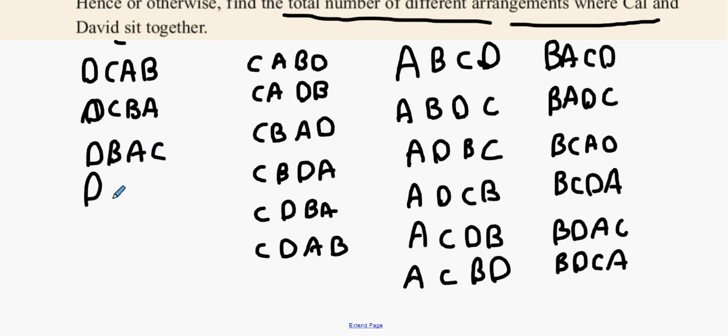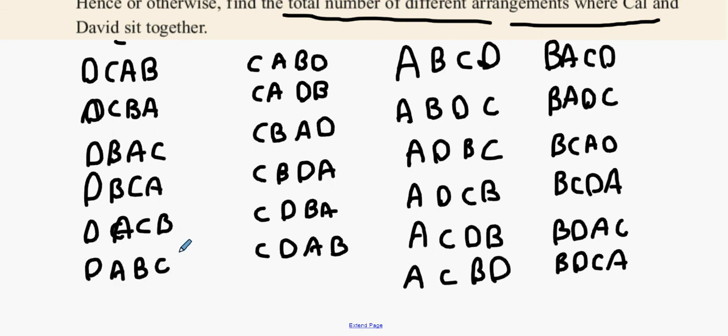Nearly there, lads. What's it? DA is the only one I haven't done. DACB. DABC. Alright, guys. How many of them are D and C sitting together? Keep looking. Where are D and C sitting together? Not there. D and C, anybody? 1, 2. Keep going. 5, 6, 7, 8, 9. Where else? Where else? Is that it?